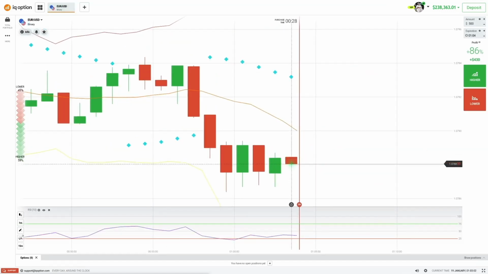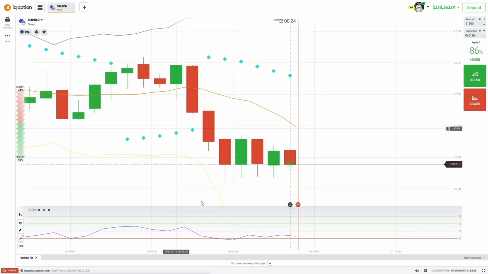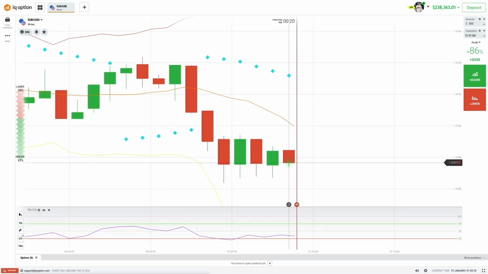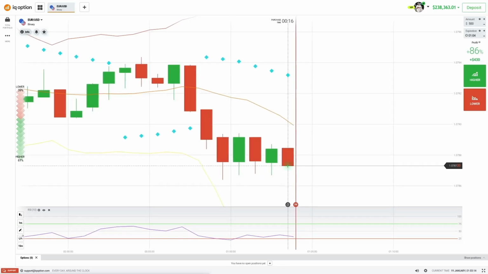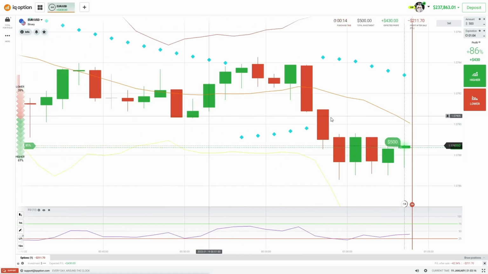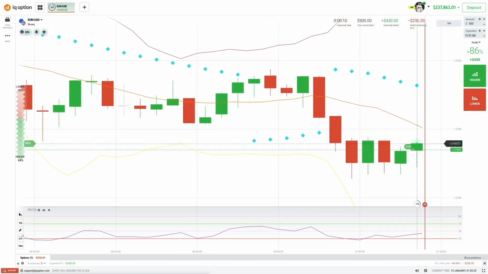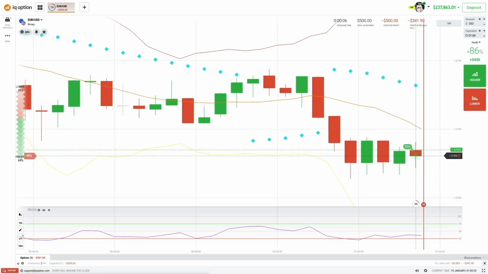So I made $430. Yeah, my prediction was right. All right, so I know the colors of the next, at least the next 7 candles.